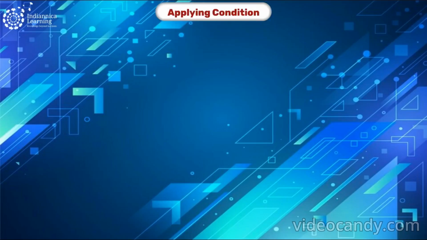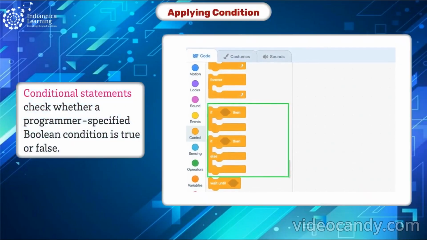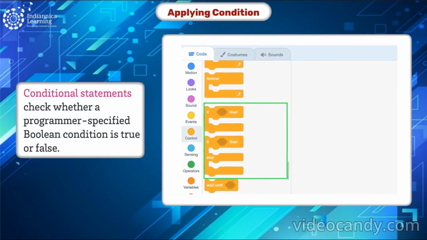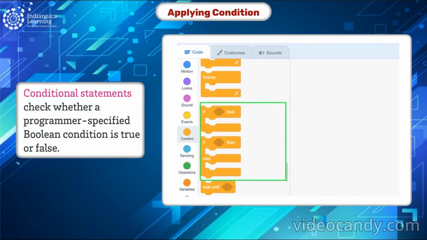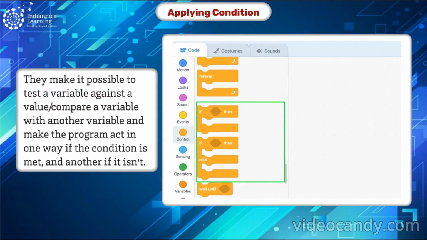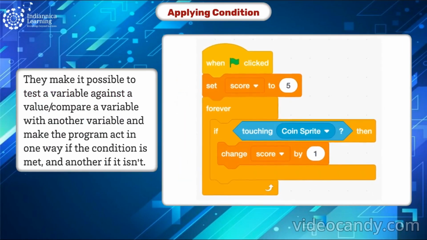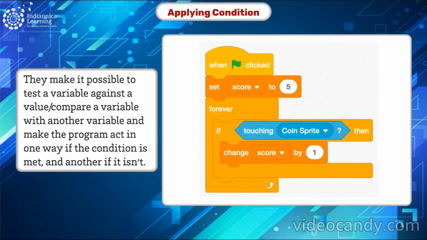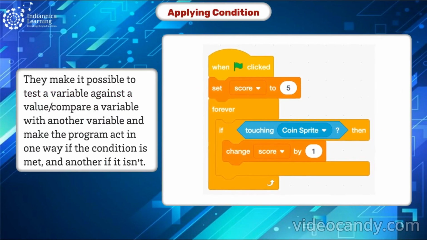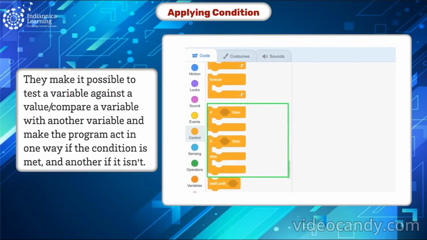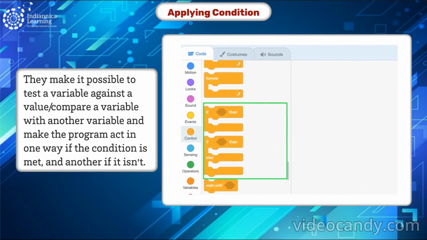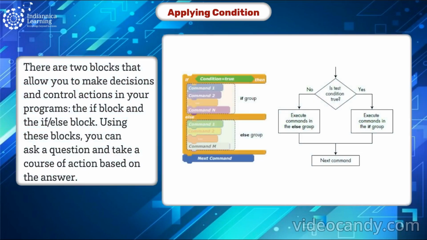Applying condition. Conditional statements check whether a programmer's specified Boolean condition is true or false. They make it possible to test a variable against a value or compare a variable with another variable and make the program act in one way if the condition is met and another if it isn't. There are 2 blocks that allow you to make decisions and control actions in your programs, the if block and the if or else block.